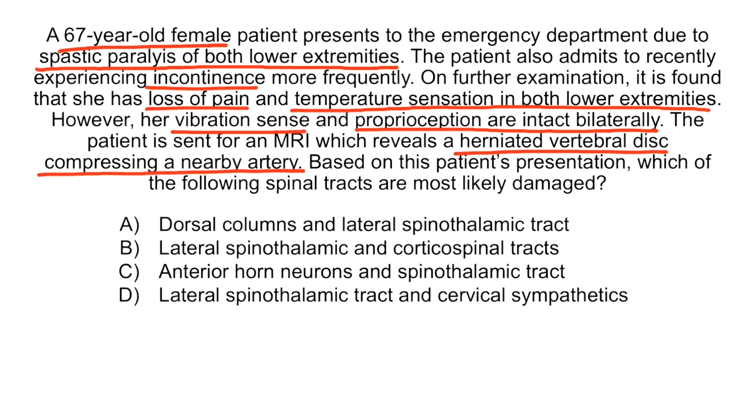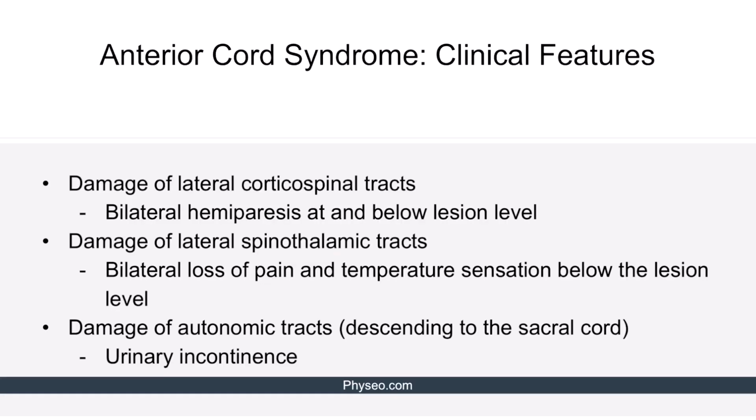It also damages the lateral spinothalamic tracts, causing bilateral loss of pain and temperature sensation. It damages the autonomic tracts descending to the sacral cord, causing incontinence. It spares the dorsal column, which is why there is intact vibration sense and proprioception. Since this patient has anterior cord syndrome, she has damage to the lateral spinothalamic and corticospinal tracts, making answer choice B correct. Here's a slide reminding us of clinical features of anterior cord syndrome.